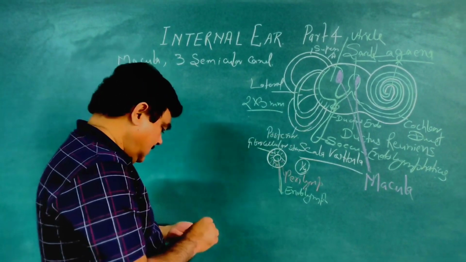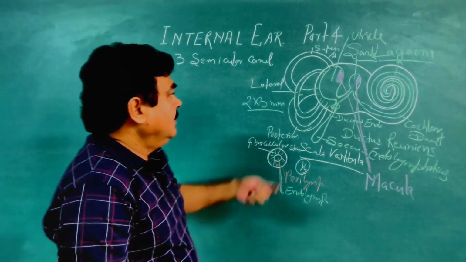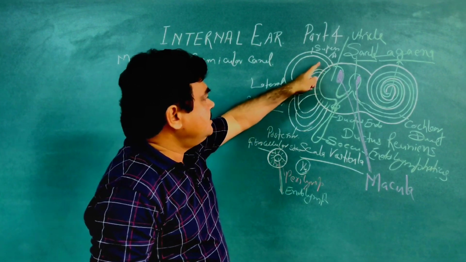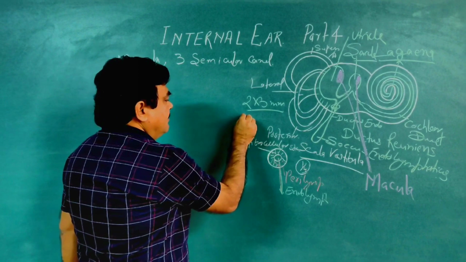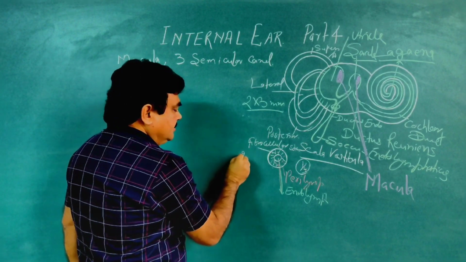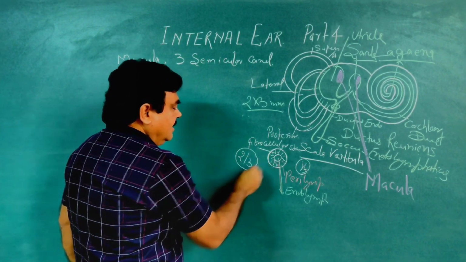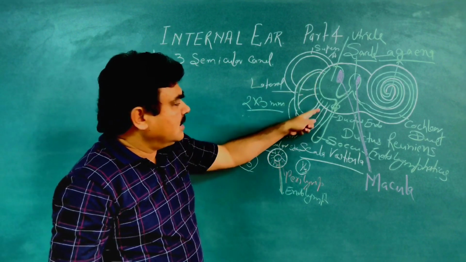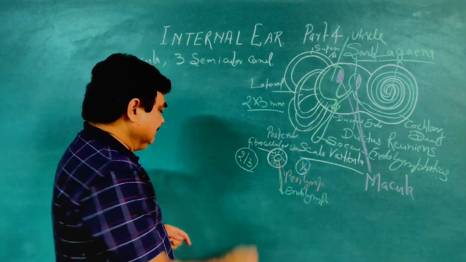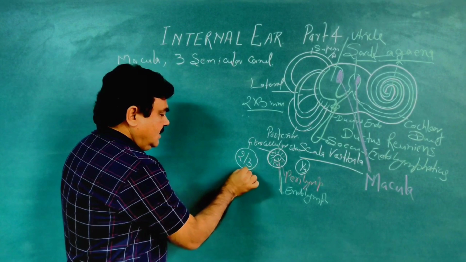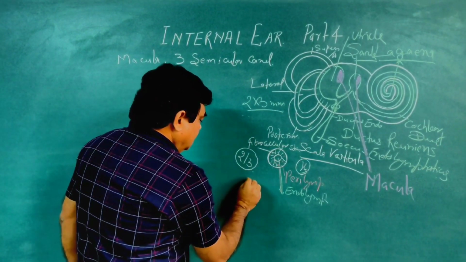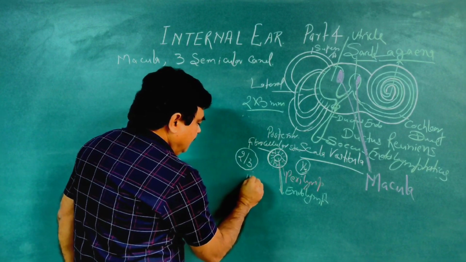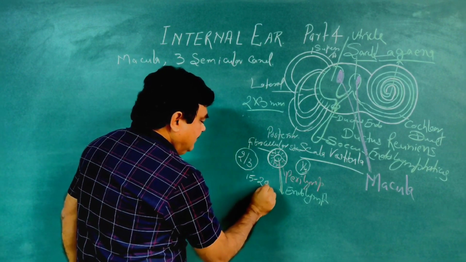Here you can see these are the 3 semicircular canals, and 1 semicircular canal is about 2/3 of a circle, and the length of 1 canal is about 15 to 20 millimeter.